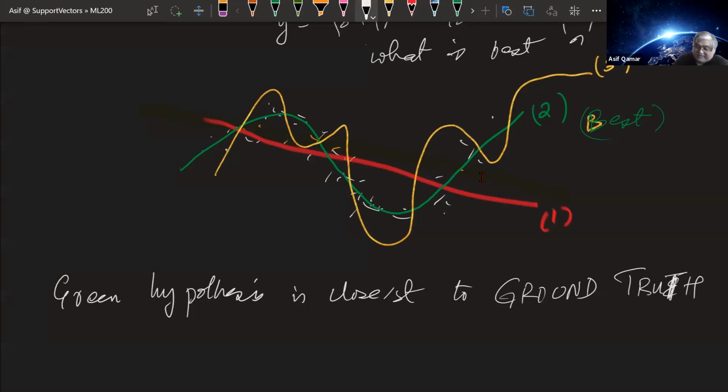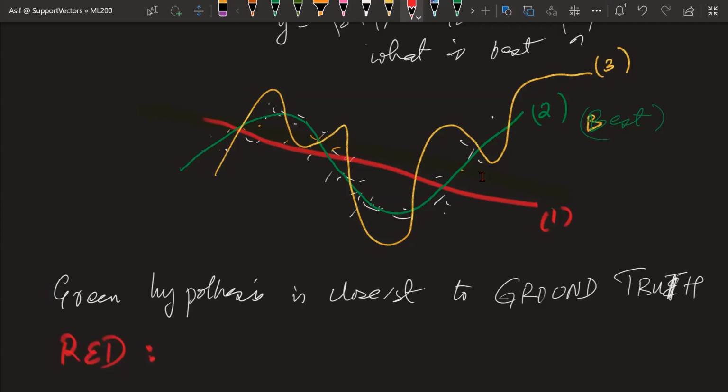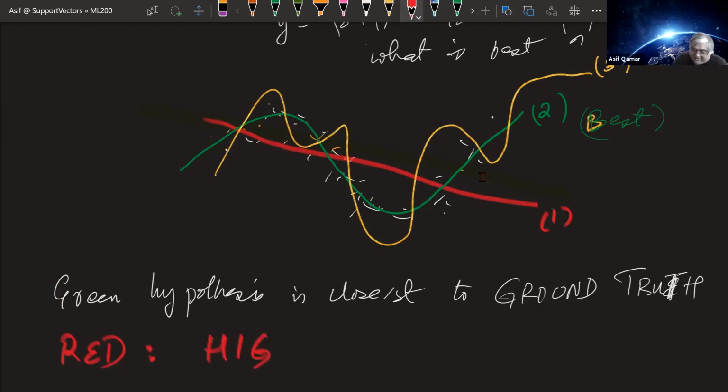What about red? How do you describe the red hypothesis, the straight line hypothesis? It is suffering from errors of what type? Bias errors, right? So it has high bias. It has high bias errors. Bias errors are errors that come because you have made a hypothesis that's simpler than the ground truth.